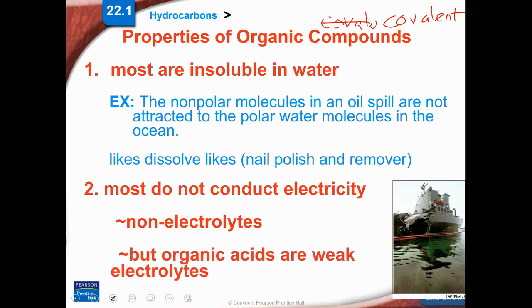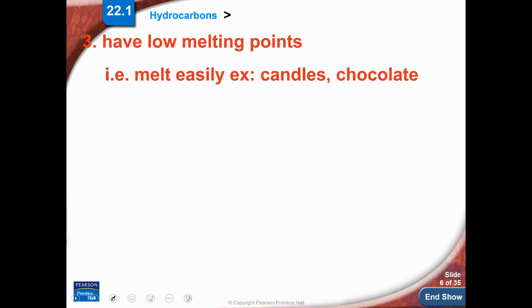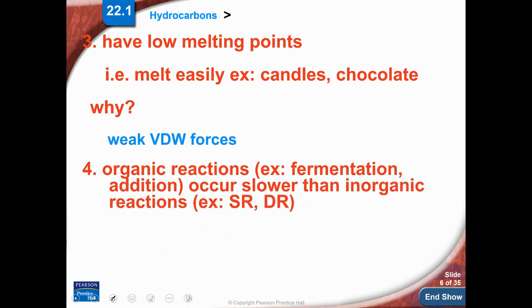Organic acids are weak electrolytes. So in our next unit, we're going to talk about acids and bases, and organic acids are very weak electrolytes. Right, so organic compounds have low melting points, right? They melt easily. So candles, for example, paraffin wax is a covalently bonded organic molecule with a very low melting point. And chocolate also has a very low melting point, and is also an organic compound, right? And it has those weak van der Waals forces, weak intermolecular forces.